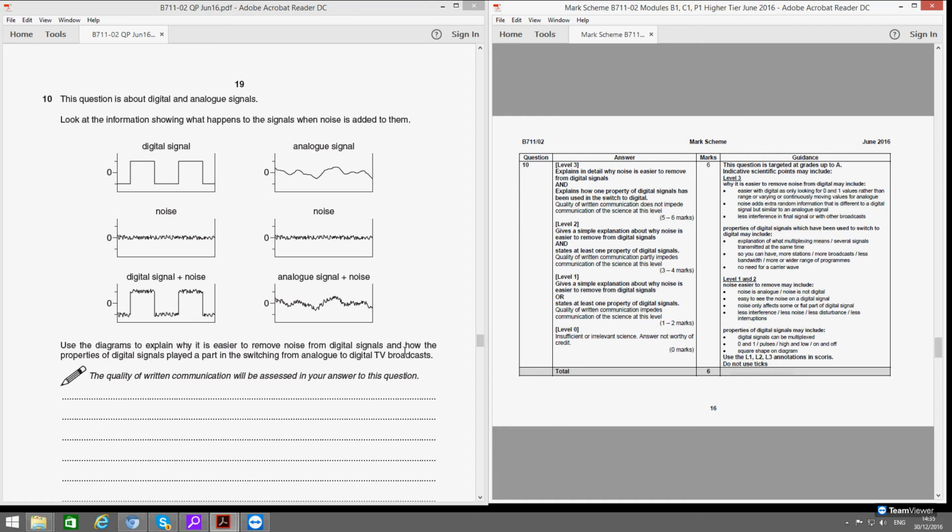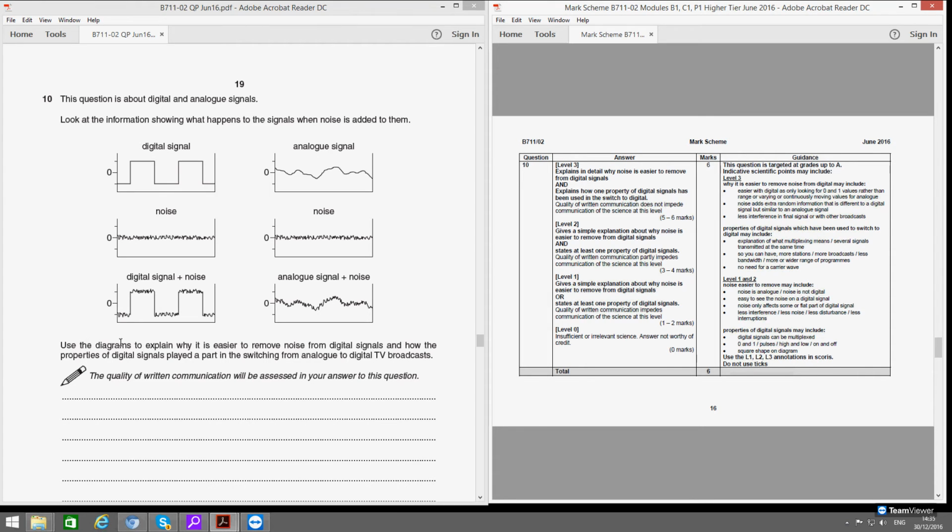Second part. How the properties of digital signals played a part in the switching from analog to digital. Can I just point out one thing? Where you've got this and, in your mind, or even in the exam paper, put a slash across that, so it's very clear that that is the second part of the question. Then, when you see the and, make sure you put a slash across it so you understand the questions in two parts. My advice to you also is obviously underline your command words.